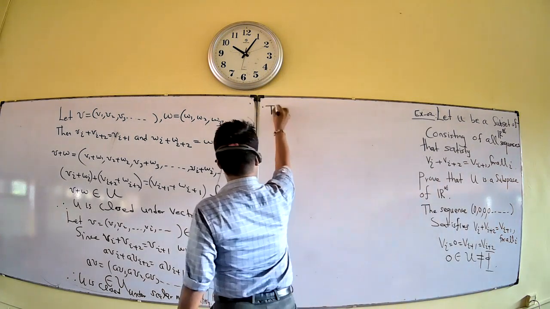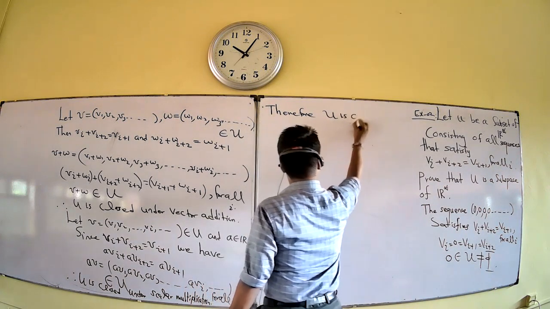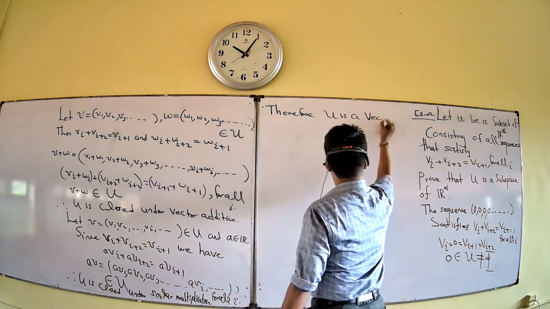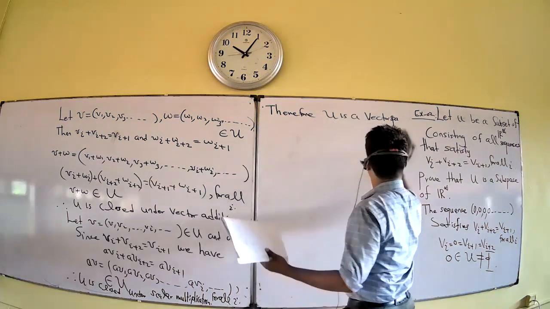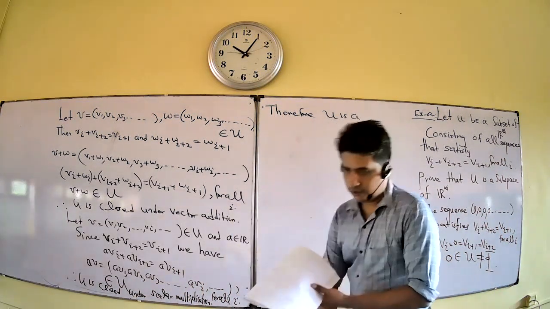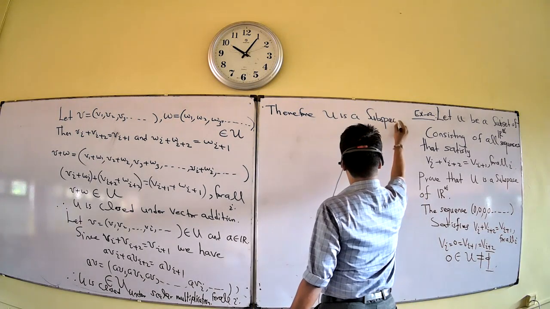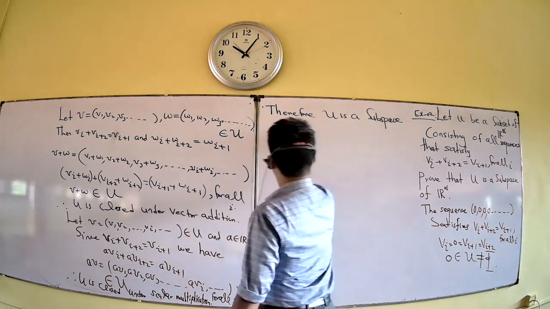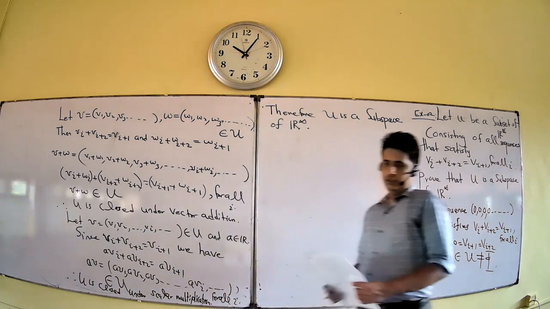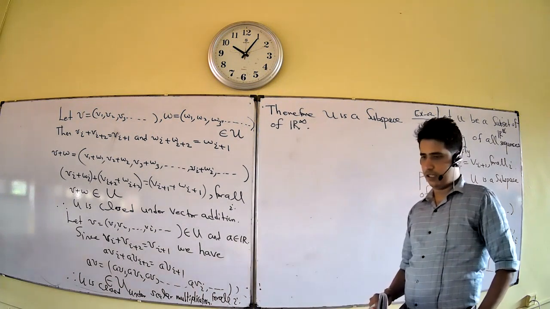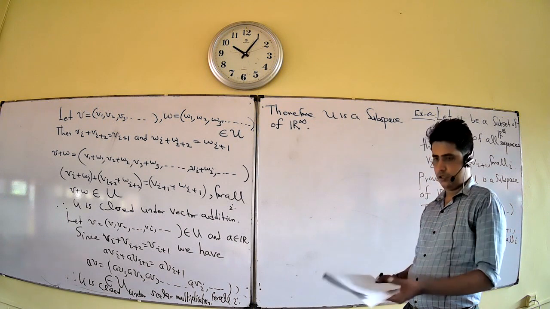Sorry, U is a subspace of R infinity. Okay, U is a subspace of R infinity.